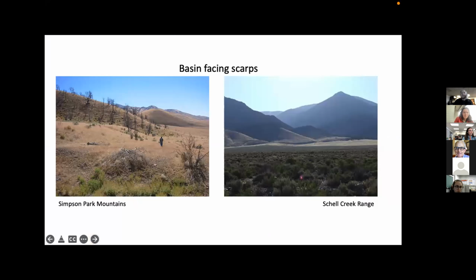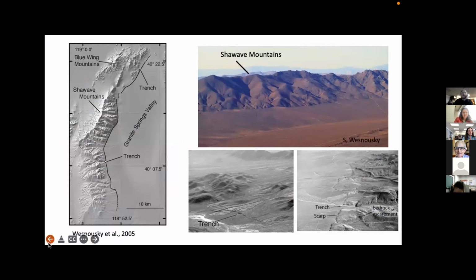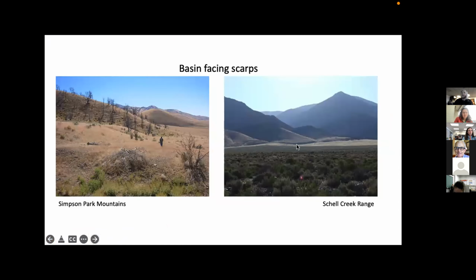Basin-facing scarps. So typically the scarps face towards the basin. There are grabens where the scarps face towards the mountain sometimes, but most typically normal faults will have scarps that face towards the basin. This is Simpson Park Mountain over here on the left. That's me for scale standing there. So this is about a 4-meter scarp. And then this is about a 6-meter scarp along the Shell Creek Range, along Highway 50, about 20 kilometers from the Utah border.